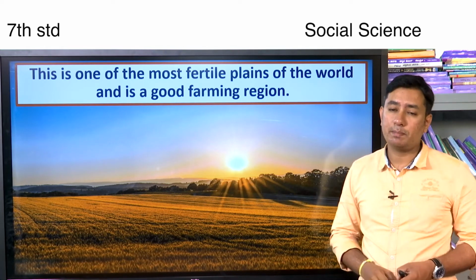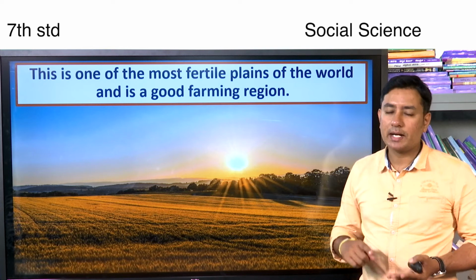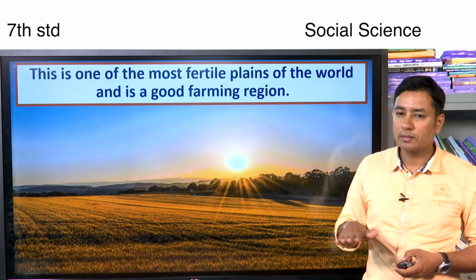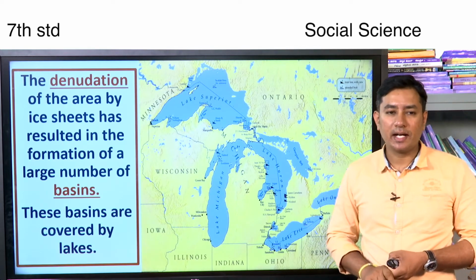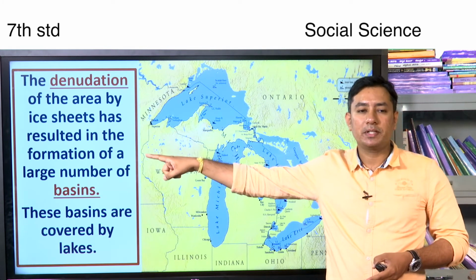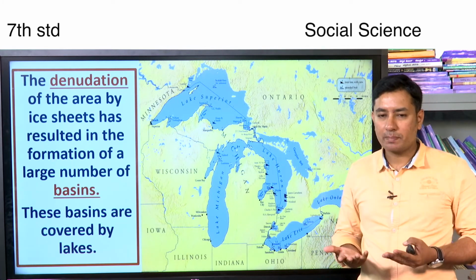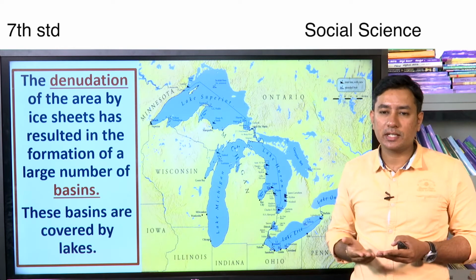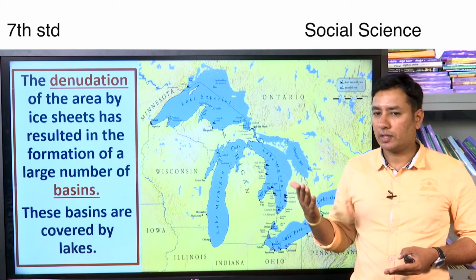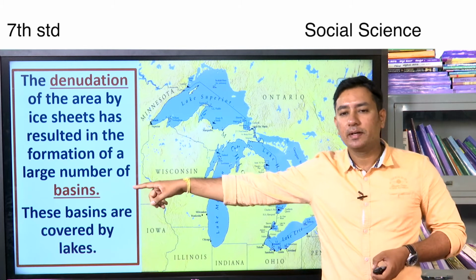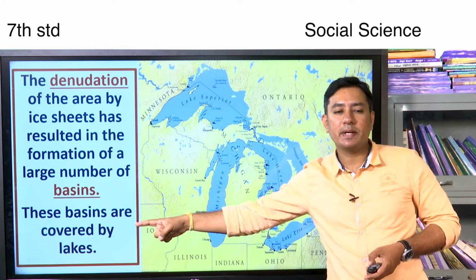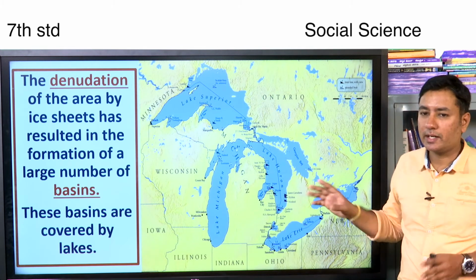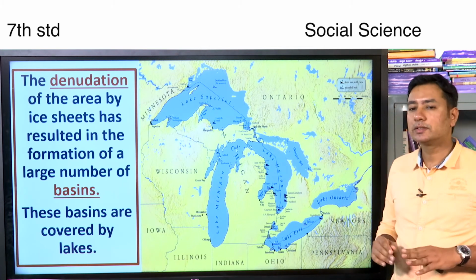This is the most fertile plain. Why is it? Because the Missouri and Mississippi Rivers, from the mountain, have carried the fertile soil to this plain land. Okay, the denudation of the area by the ice sheet has resulted in the formation of a large number of basins. What are basins? Some kind of hollow places, lowlands. It was created by denudation. Denudation is nothing but weathering of high grounds. So it has given rise to the different basins. These basins are covered by lakes. How is it covered? See, just like this. Whatever the blue color you are seeing, everything is lake only here. So, different lakes we can see.